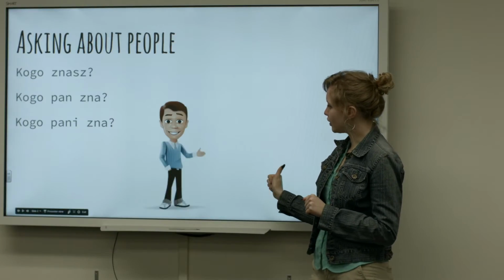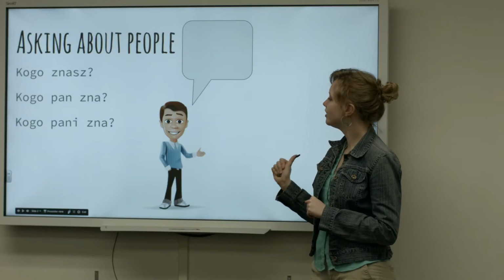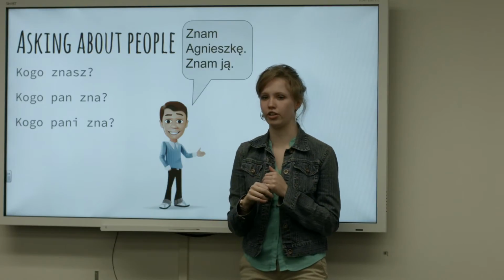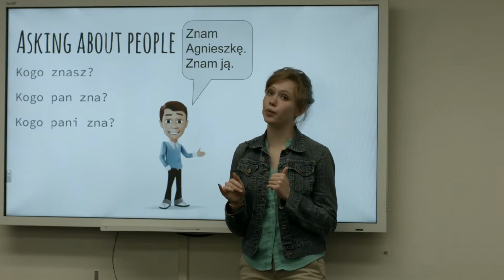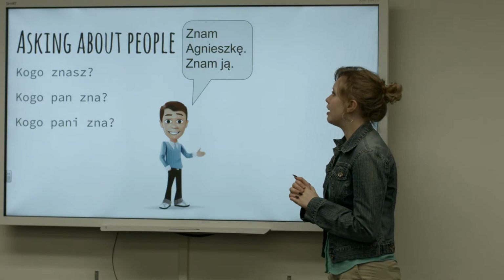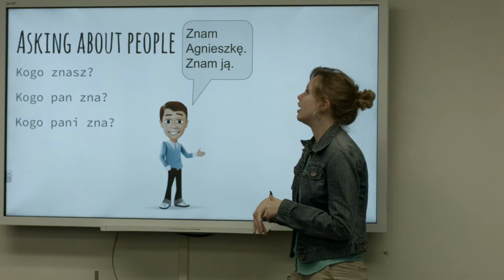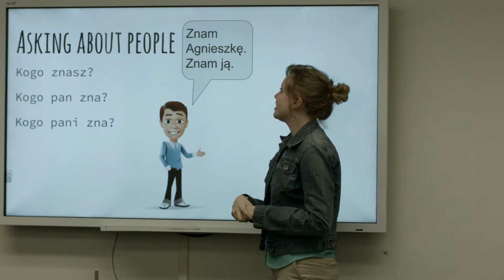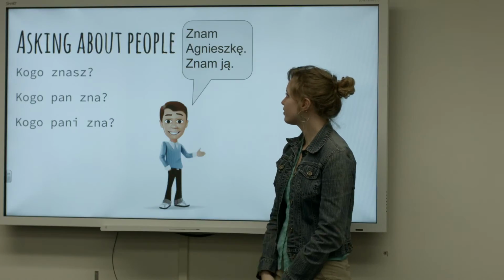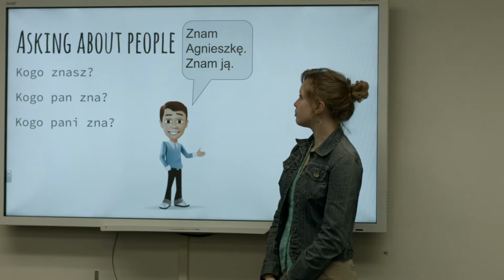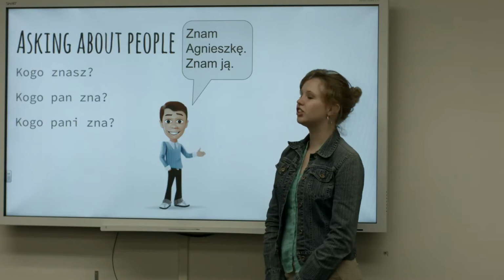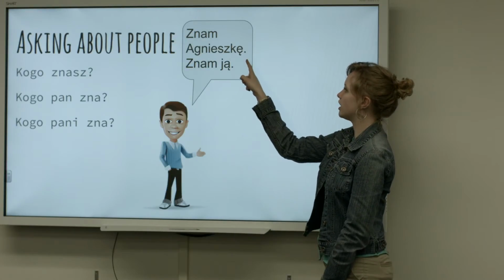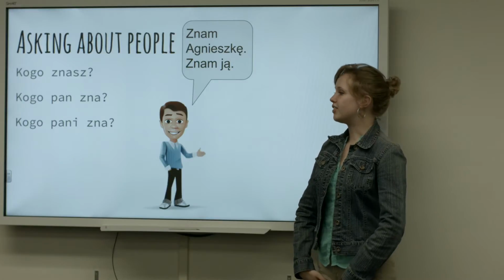And so answering this question, you first start out by conjugating the verb znać, which is to know when you're talking about people, into znam, followed by whoever you are saying that you know, which in this case is znam Agnieszkę and then znam ją. So to break this down, Agnieszkę is in the accusative, and you know that by looking at this e hook that is at the end.